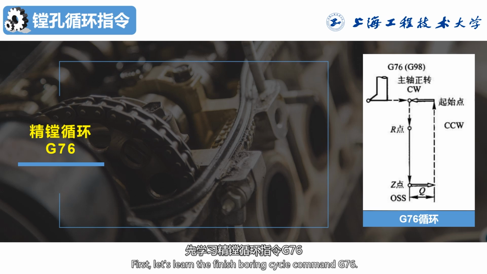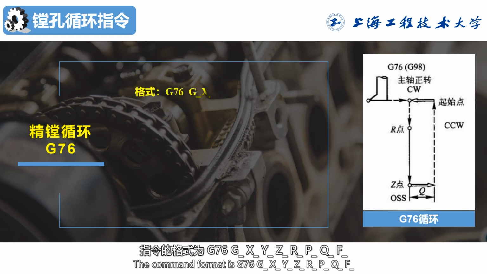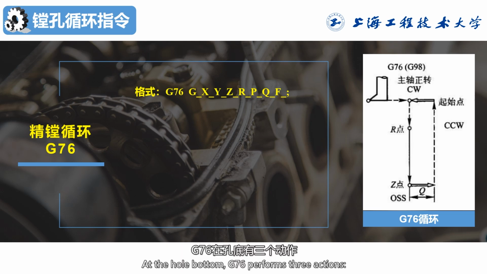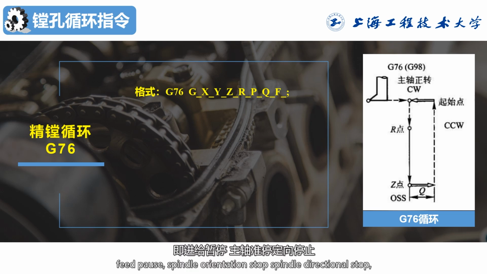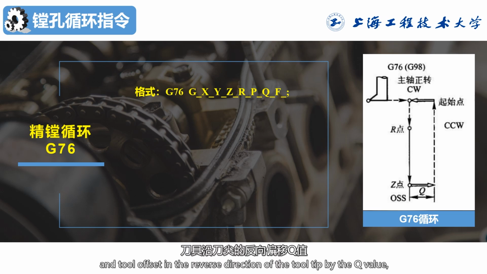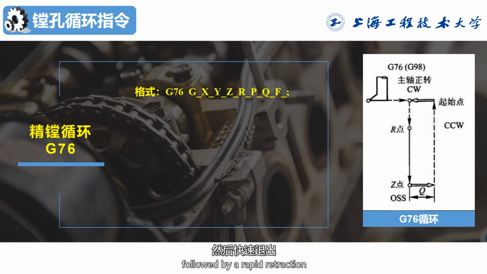First, let's learn the finish boring circle command, G176. The command format is G176, G, X, Y, Z, R, P, Q, F. At the hole bottom, G176 performs three actions: feed pause, spindle oriented stop, and tool offset in the reverse direction of the tool tip by the Q value, followed by rapid retraction to ensure the tool does not scratch the hole surface.